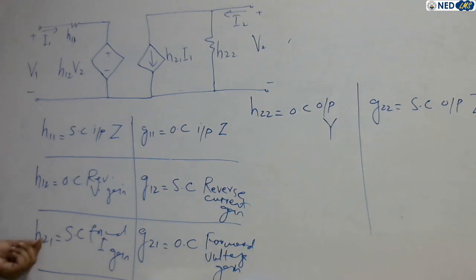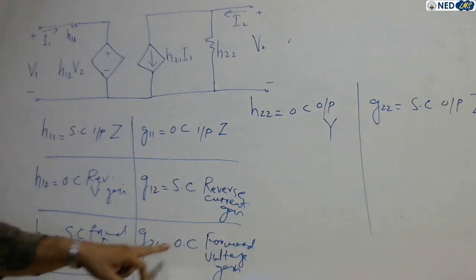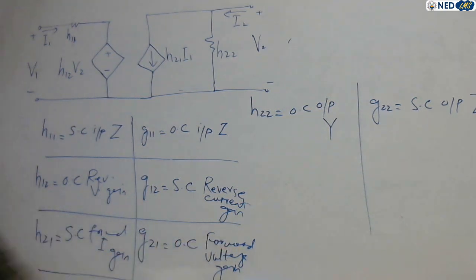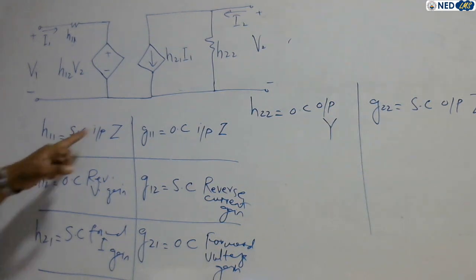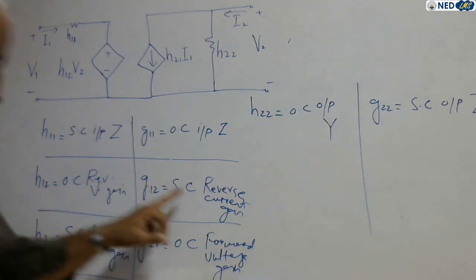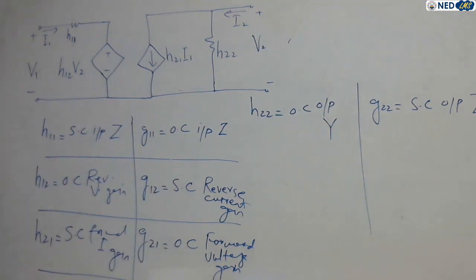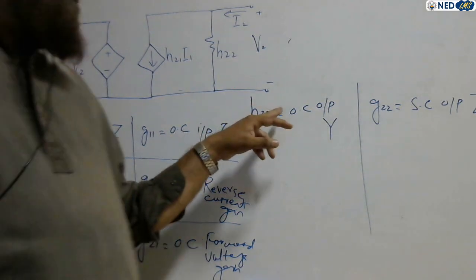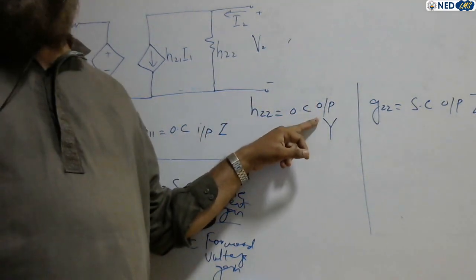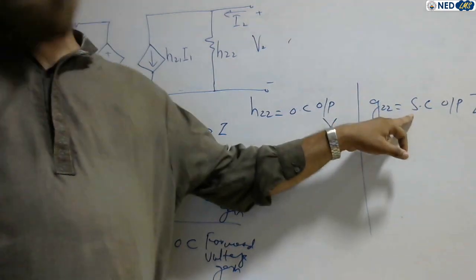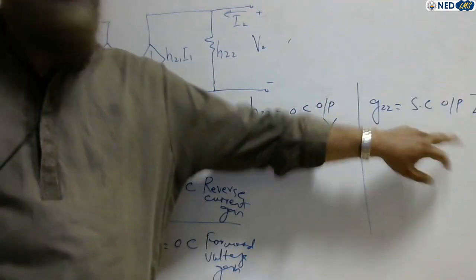Or inverted, right? H21 was short circuit forward current gain. In case of hybrid parameters, short circuit forward current gain. G21 is open circuit forward voltage gain. See, this one is current gain, short circuit, this open circuit, exactly reverse. H22 is open circuit output admittance, G22 is short circuit output impedance. This one is impedance Z, right?